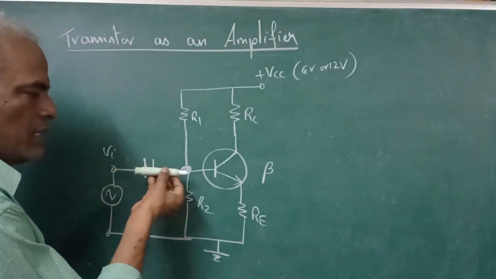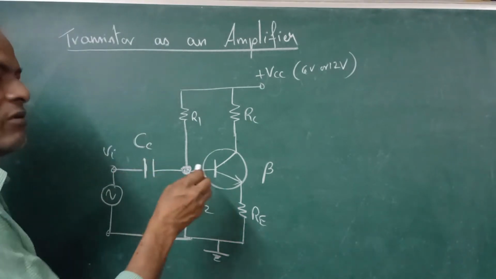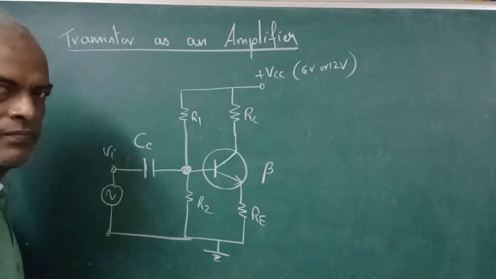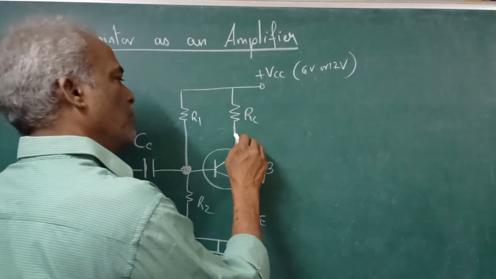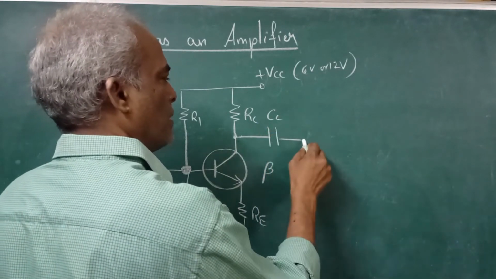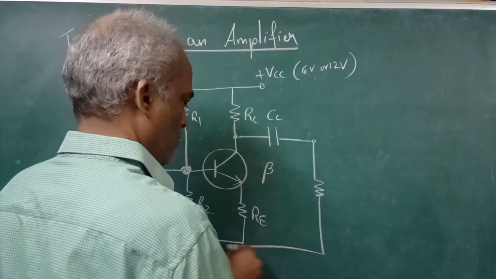So this will allow AC. You all know that a capacitor will. This is called a coupling capacitor. It will allow AC but block DC. So the AC goes into it. Then from here the amplified output is taken across this coupling capacitor, and generally there will be a load. This is RL.